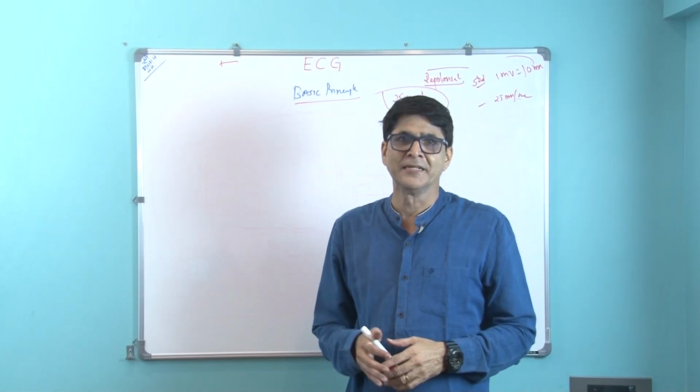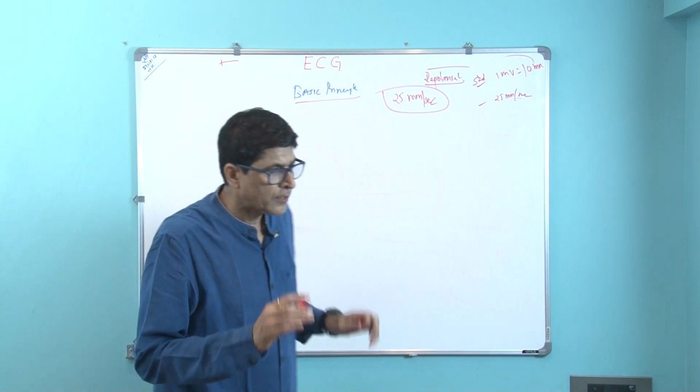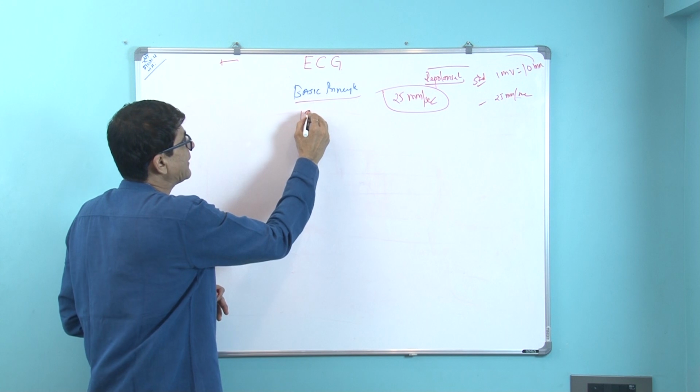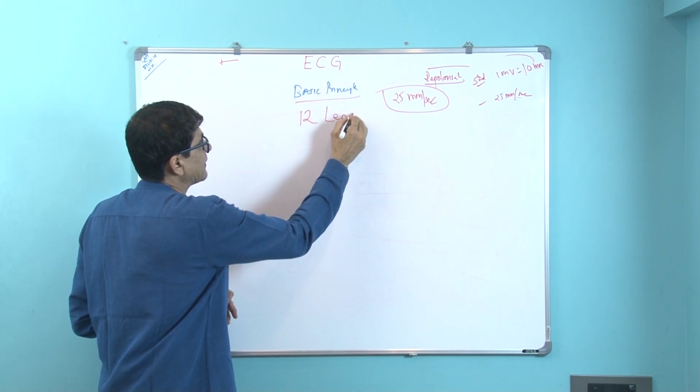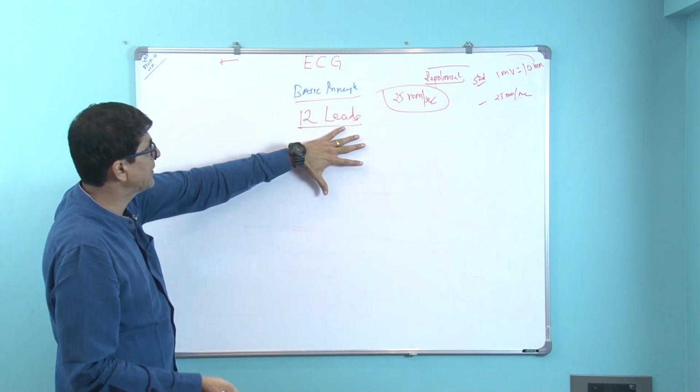We will talk about ECG leads. Now, everyone knows that by default there are 12 leads. They call it a 12 lead ECG. So, there are 12 leads.